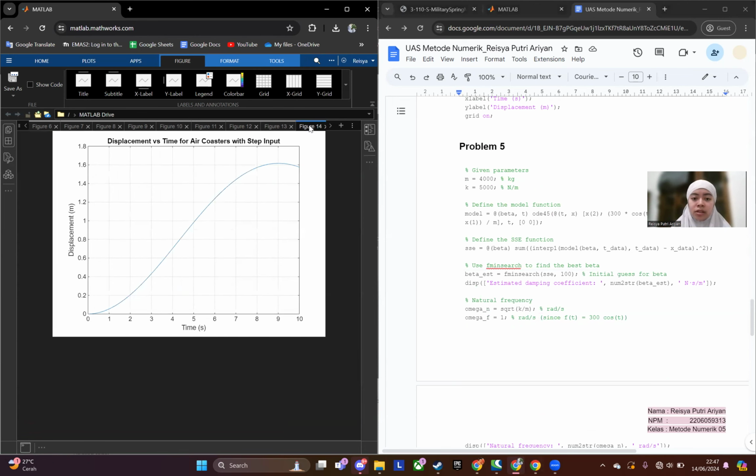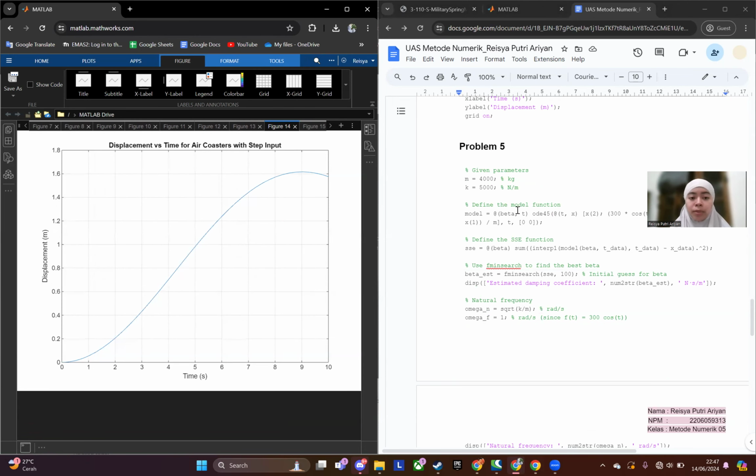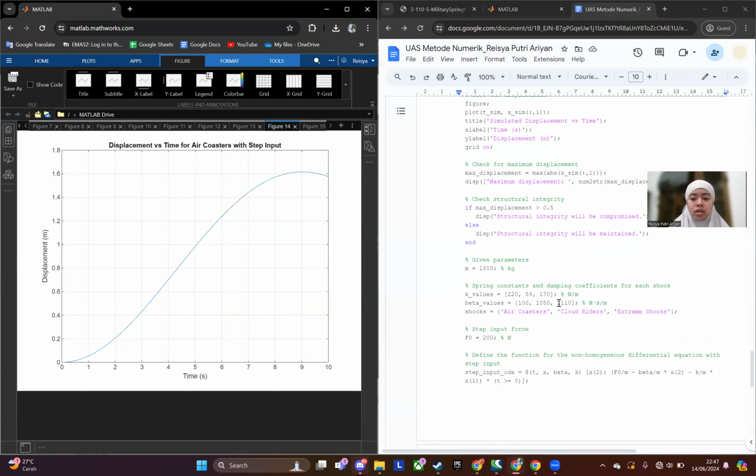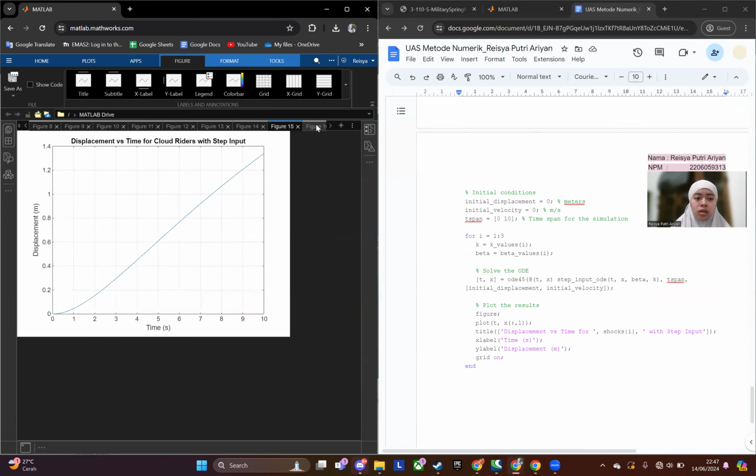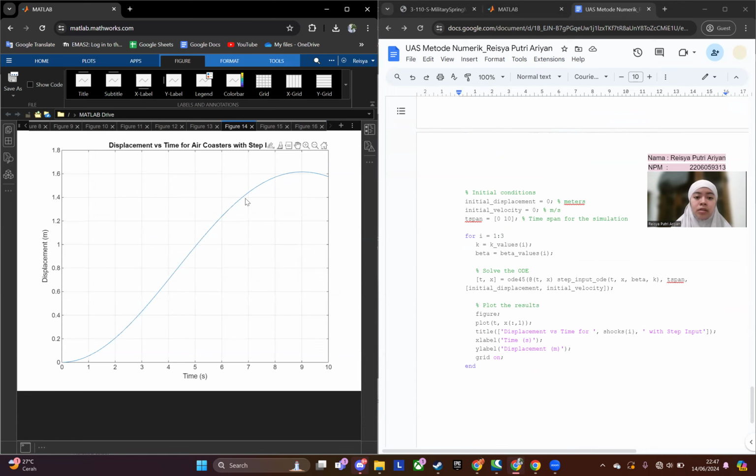And the last graph is for problem 5. It's the same: displacement versus time for the Air Coaster, Cloud Riders, and Extreme Shock that we should search, and we plotted that. The displacement of the Air Coaster is much different than the others. So that's it.